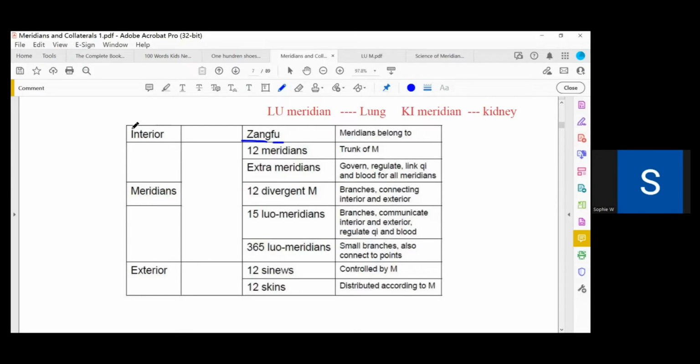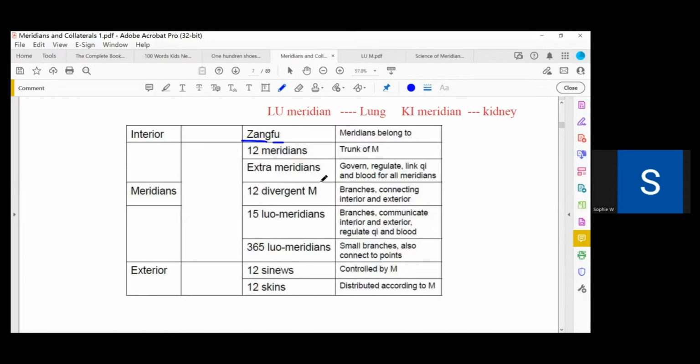And between the interior and the exterior, that's the meridians. The interior and the exterior. In the middle, that's the meridian systems. So 12 meridians, that's the trunk of meridian.